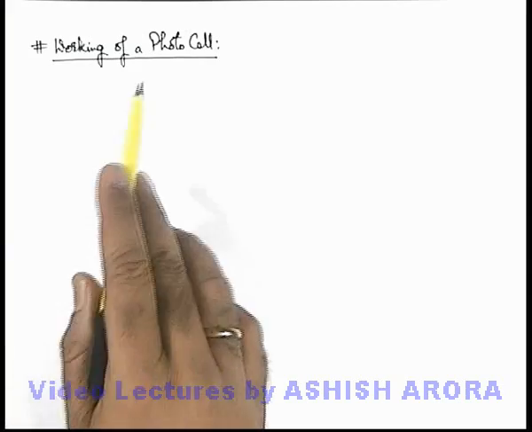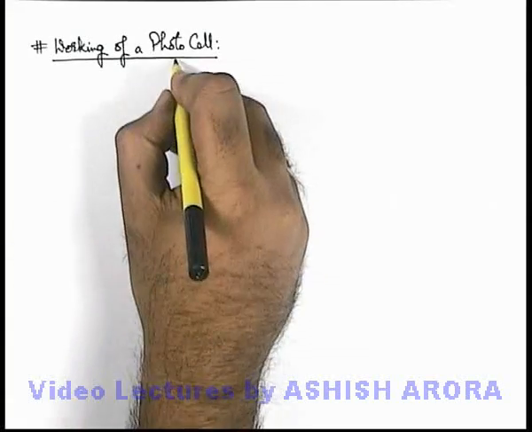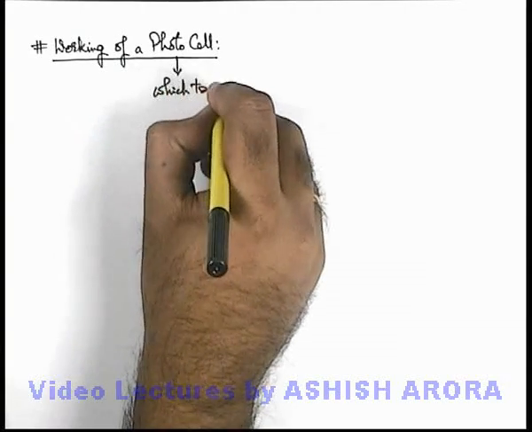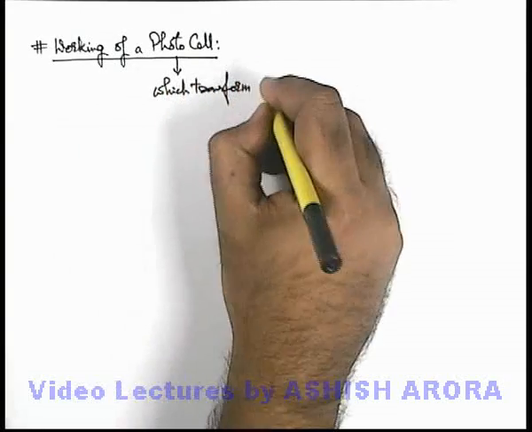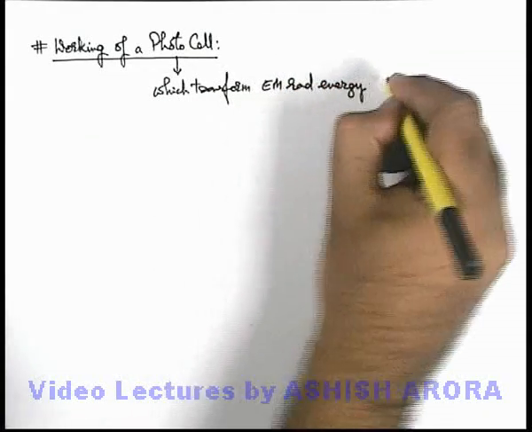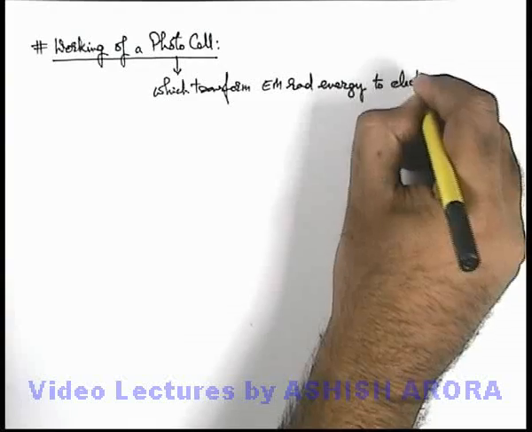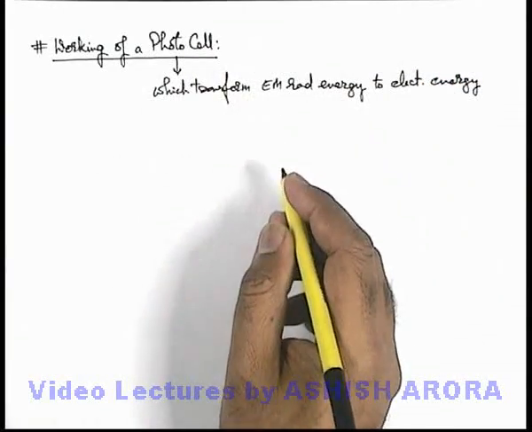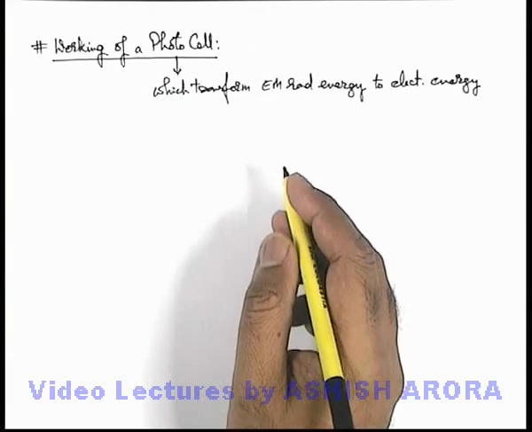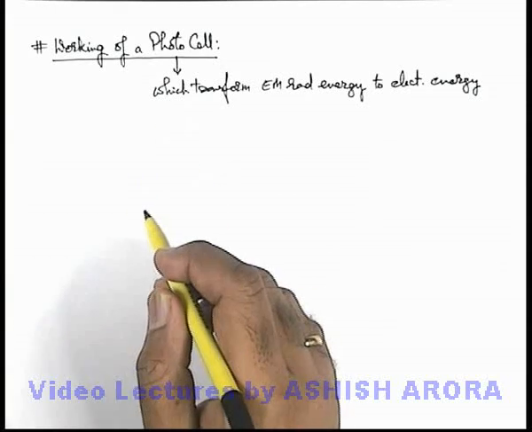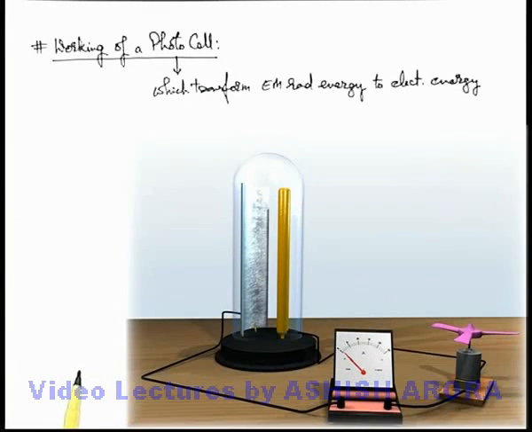Let us discuss the working of a photocell. A photocell is a device which transforms electromagnetic radiation energy, or we can call light energy, to electrical energy. This is called a cell because it develops an EMF across its terminal due to the incident radiation onto one electrode of the photocell. Here let's have a look on a specific setup of a photocell.